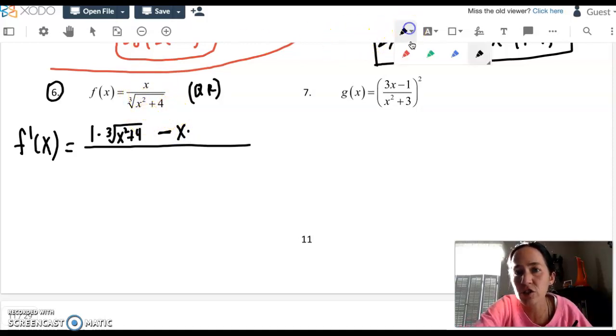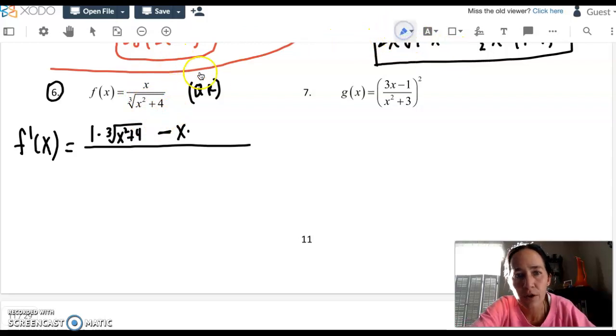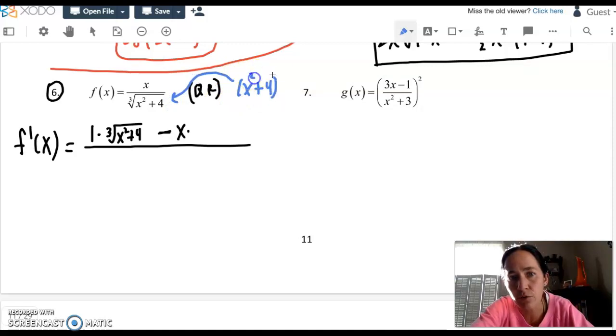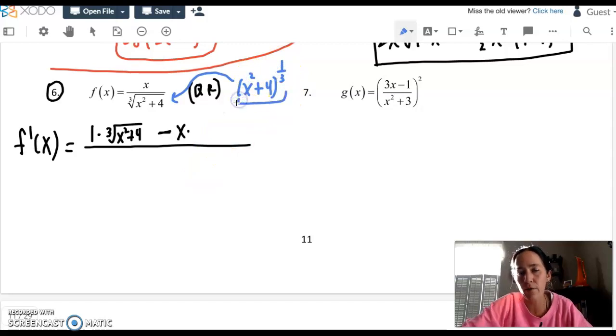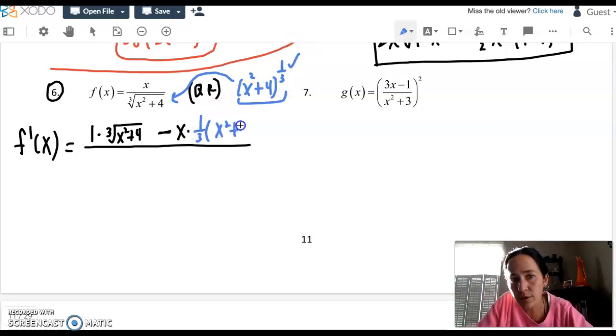And just like we did in the last one, I want to think of the bottom as x squared plus 4, right? That was inside a cube root. That's like saying the whole thing is raised to the 1/3 power. And here goes the chain rule, right? First deal with the 1/3. So 1/3 times x squared plus 4 to 1 power lower. So 1/3 minus 1 gives me negative 2/3.